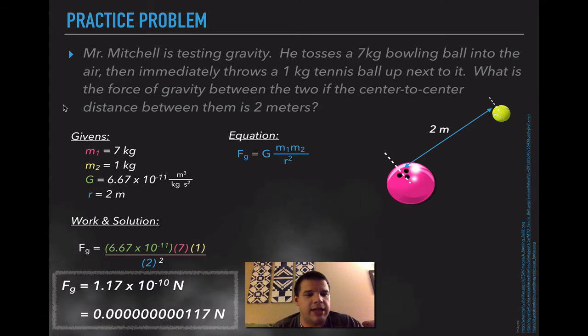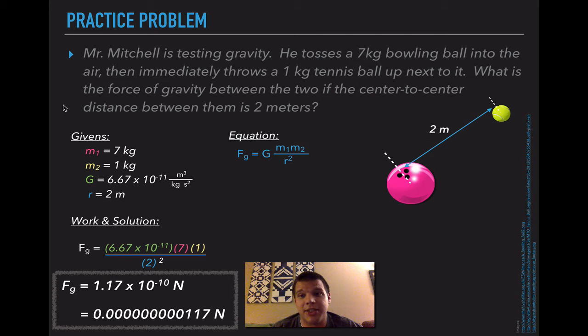When you do this all out, you get this value, 1.17 times 10 to the negative 10th newtons, because force is measured in newtons. And I've also expanded it out here for you so you can see just really how small the value is. Okay, and so we mentioned previously that the gravitational force is the weakest of the four fundamental forces, and here's some quantitative evidence to demonstrate that.